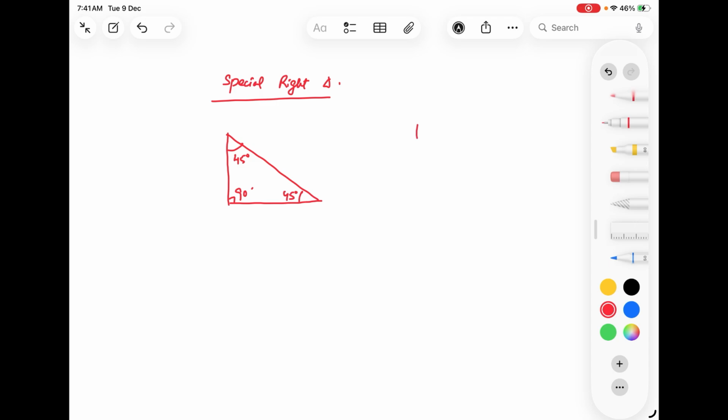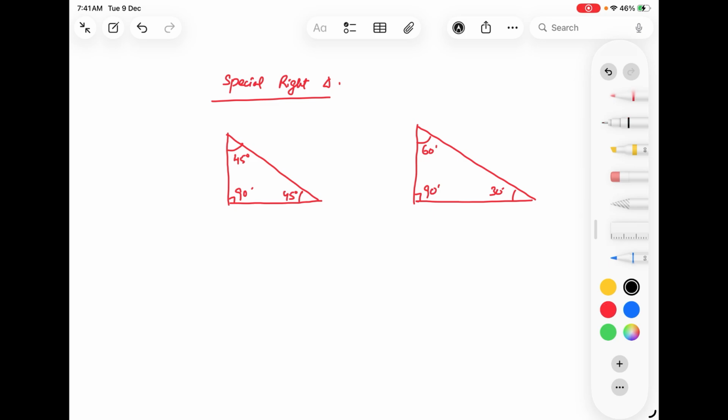Today we will be doing special right triangles. So let us begin. Special right triangles. Here we have two types of right triangles. One is 45, 45, 90 degrees. And another is 30, 60, 90 degrees.